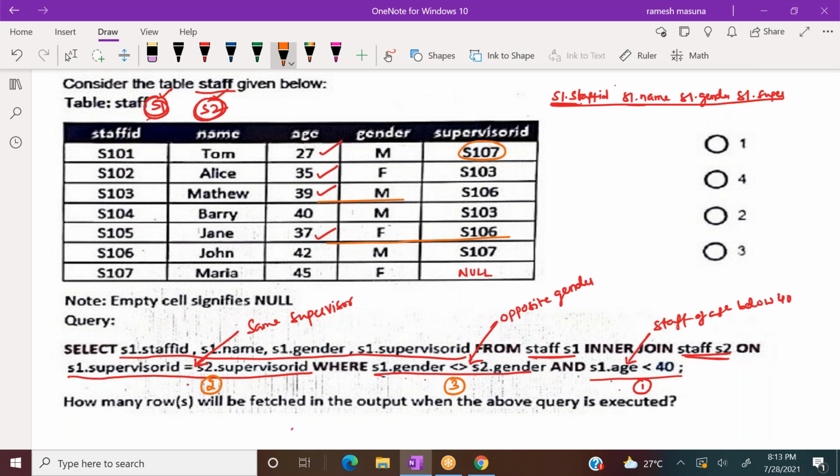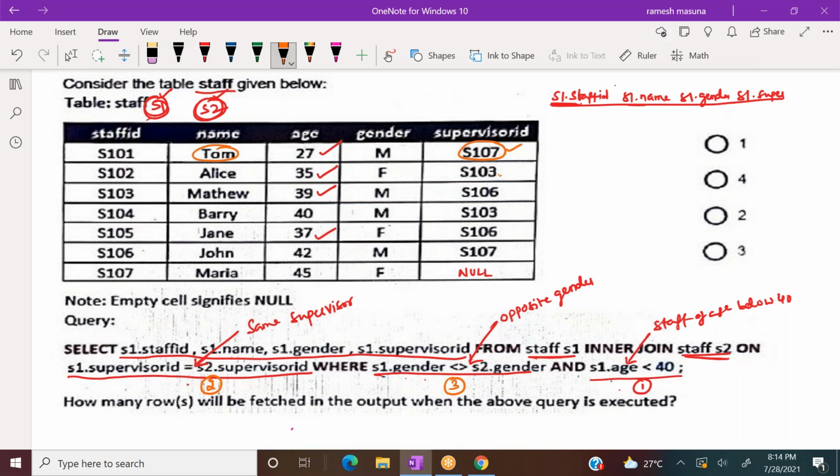This record, and this record. S107, is it matching with any other records? This is S103, it is S106, S106. Means S107 is not matching with any record. So means the Tom supervisor ID S107 is not there for any other supervisor. Sorry, 1 minute. It has to be verified with every record.